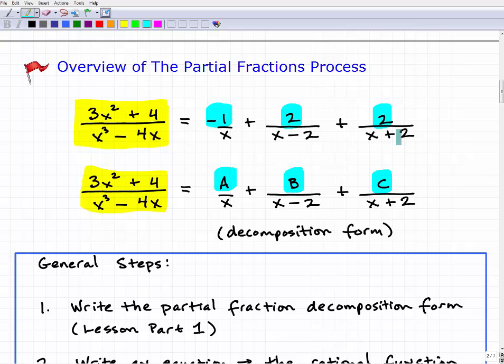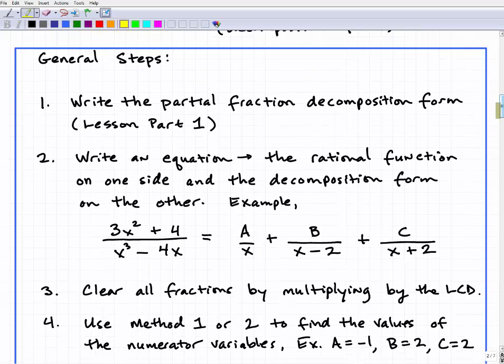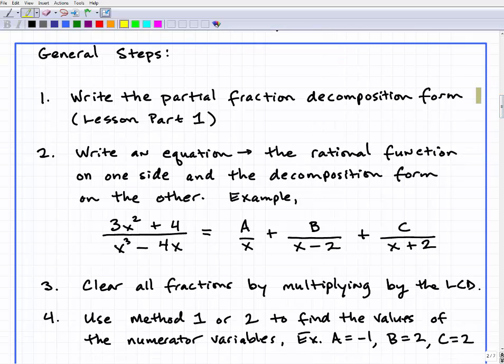The way this is going to break out is the following. We're going to go over some general steps that you're going to do in any problem, and then I'm going to give you two methods, and you need to master both to finish out the problem. Let's start with our general steps. First, you're going to write the partial fraction decomposition form, basically what we covered in lesson part 1.